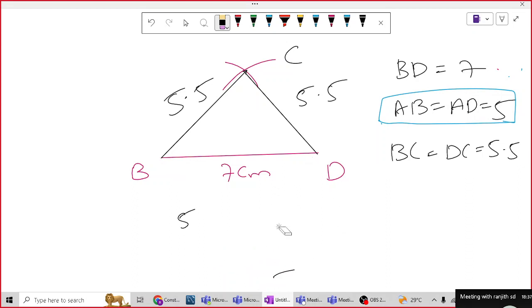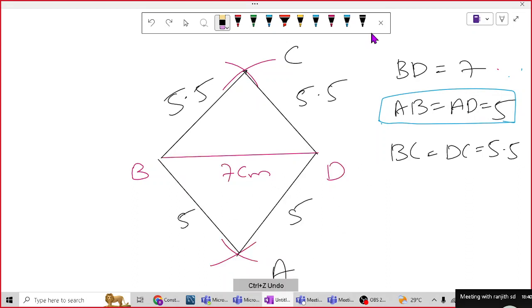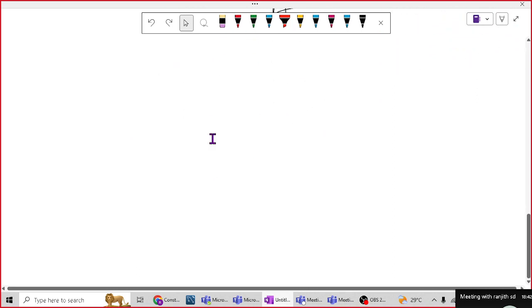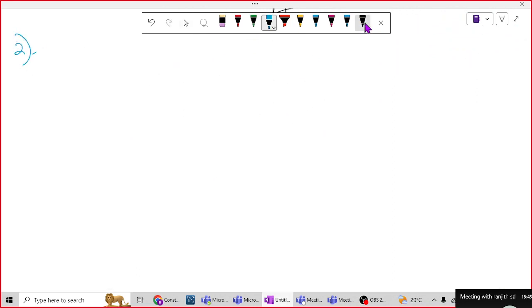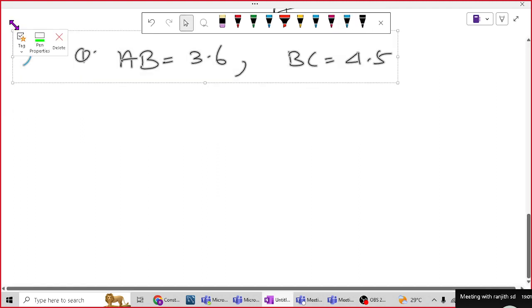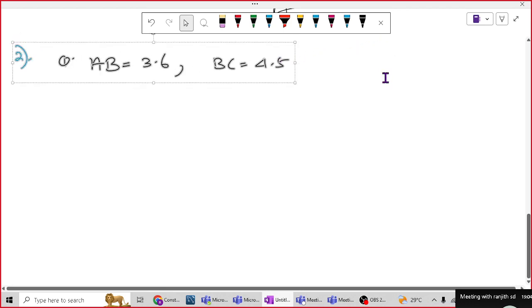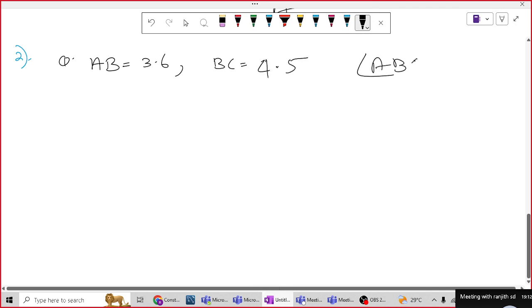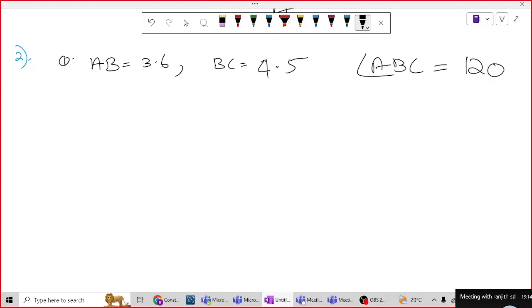Okay, second main, first question. Copy the second main, first question. AB is equal to 3.6. BC is equal to 4.5. And how many angles are given here? Only one angle is given. AB is 3.6, BC is 4.5, and angle ABC. So what should you take the base as?